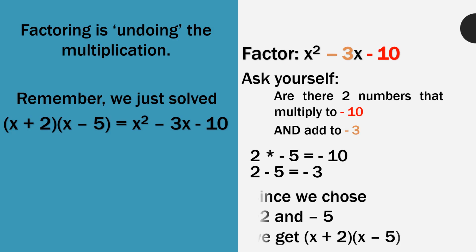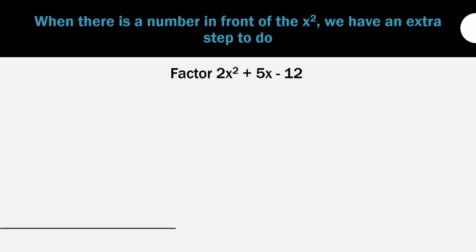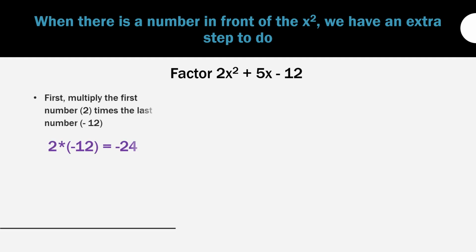So that's how we factor. We chose positive 2 and negative 5, and we get x plus a 2 and x minus a 5. That's factoring. Now sometimes they get a little more difficult. Sometimes they like to put a number in front of the x squared. And when they do that, y'all, there's an extra step or two we have to go through.